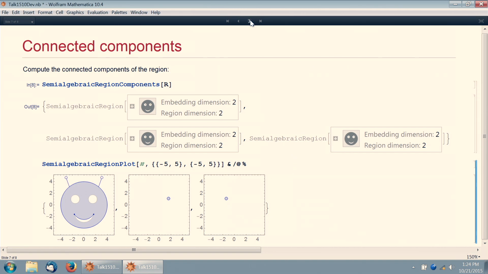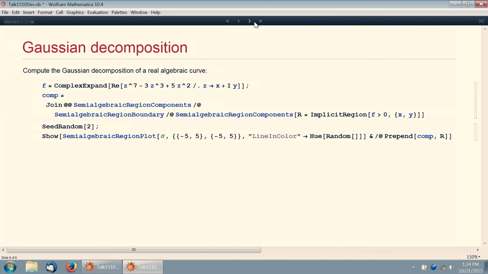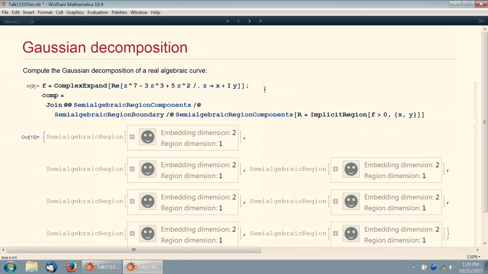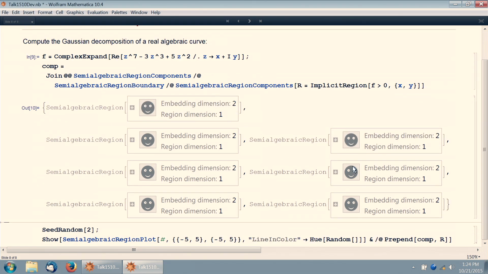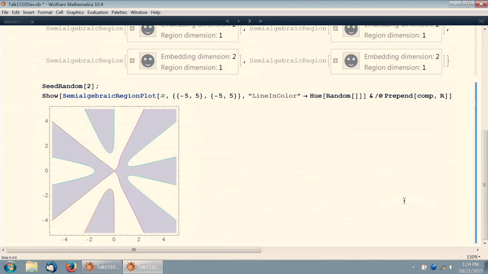And one thing I added yesterday, so there was a talk about Gaussian decomposition. So we can now compute in one line a Gaussian decomposition of a 2D curve. So here's the curve. It's the real part of this 7th degree polynomial. And here are the components, and here is what the picture looks like.